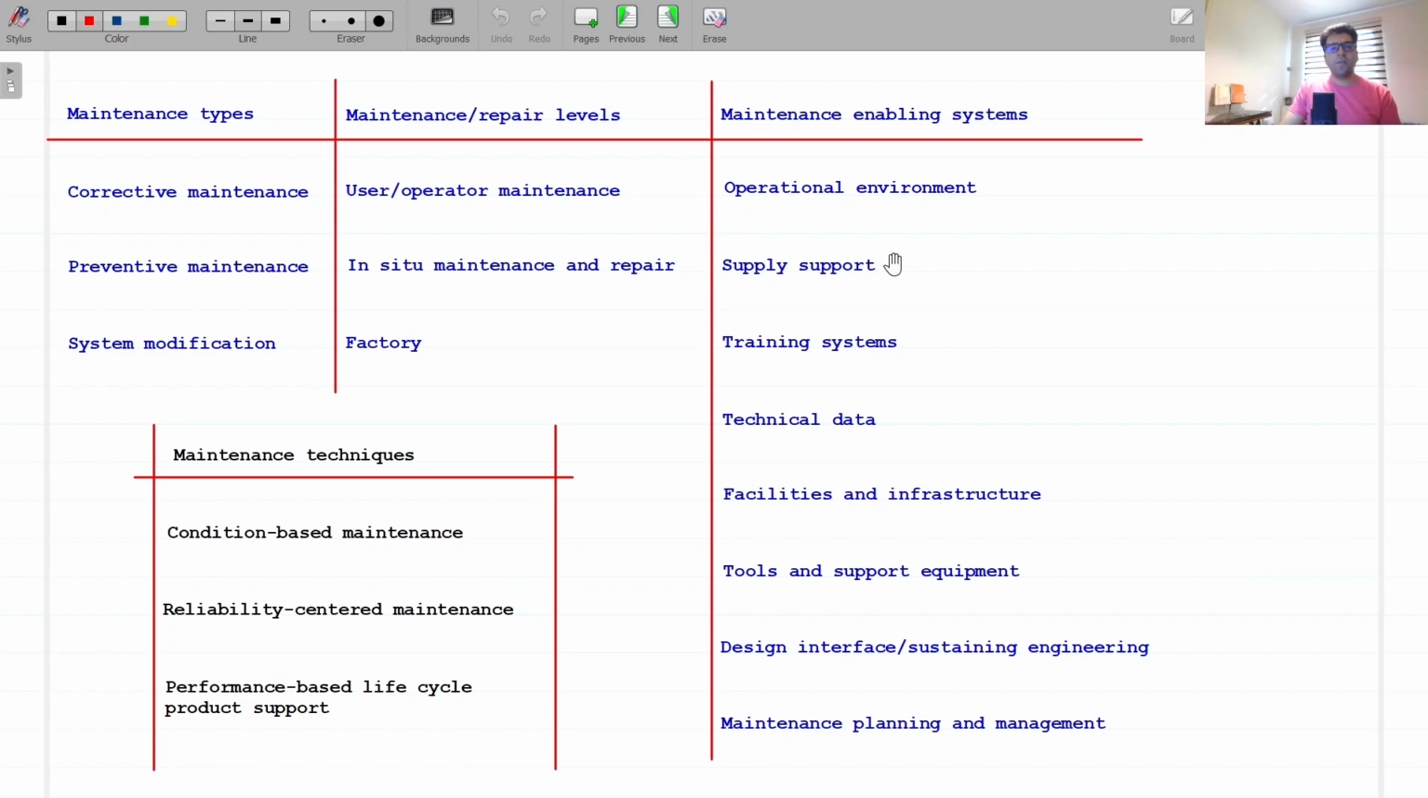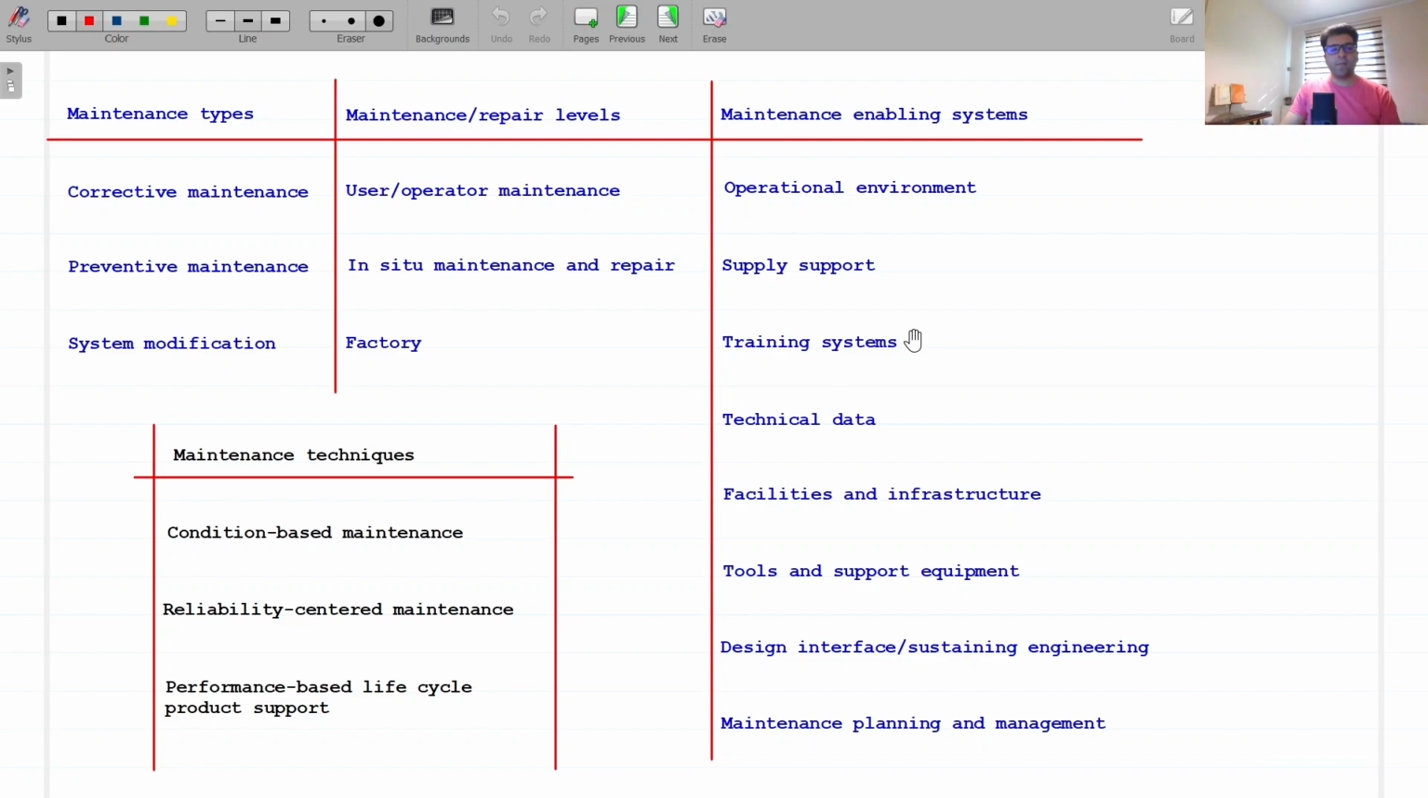Supply support consists of all actions necessary to determine requirements and to acquire, catalog, receive, store, transfer, package, transport, issue, and dispose of spares, repair parts, and supplies needed to sustain the required level of operations, for example, system availability. The reliability of the system is impacted when a maintenance action is delayed by the supply system.